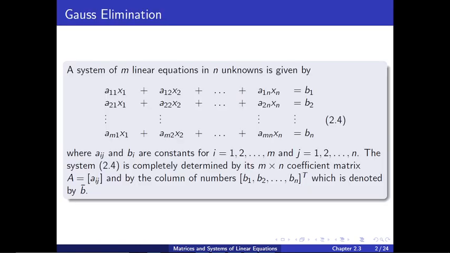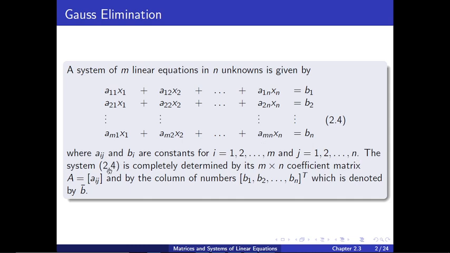Right. So suppose we have a system of m linear equations in n unknowns, and it is given by a11x1 plus a12x2 up until a1nxn is equal to b1. And that's the first equation. The second equation, a21x1 plus a22x2 up until a2nxn is equal to b2. And then if we jump to the last equation, we have am1x1 plus am2x2 plus up to amnxn is equal to bm, and we call that system 2.4, where the coefficients aij and bi are constants for every row and for every column.